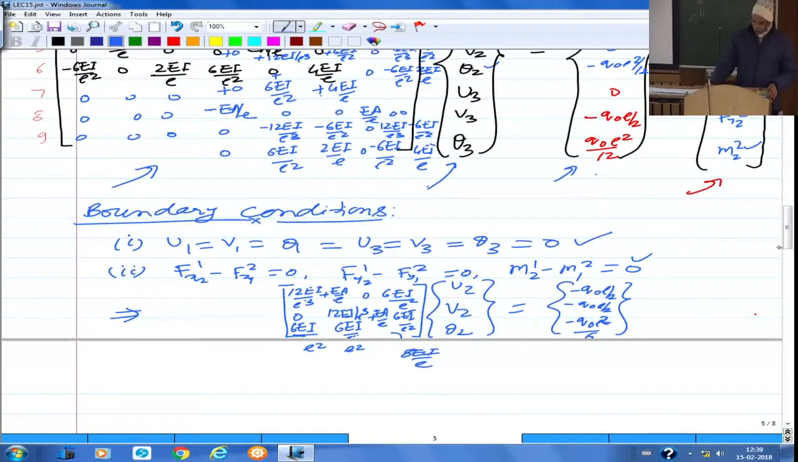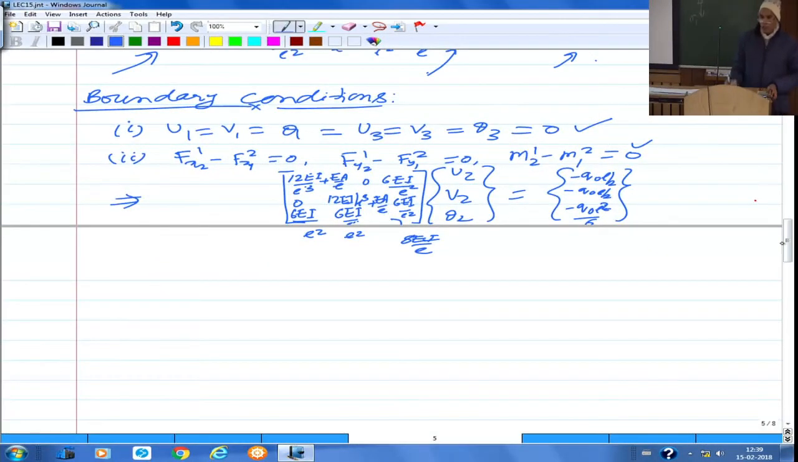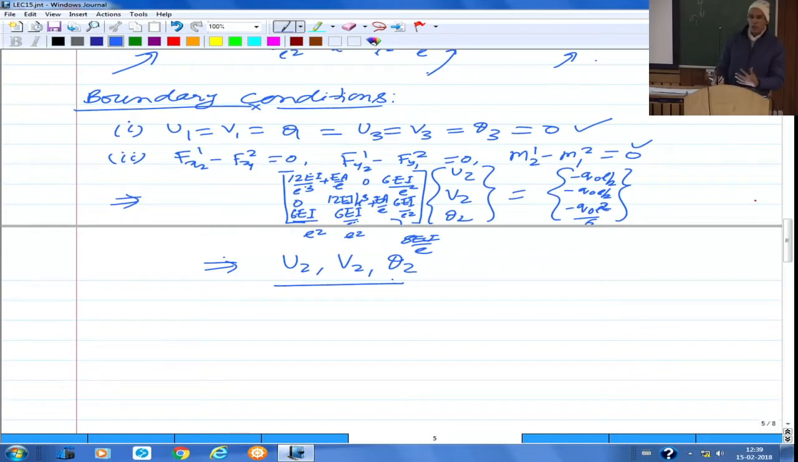Okay, so now these are 3 equations. Of course we will have to solve these. The solution of these 3 equations would give you u2, v2 and theta 2. And I also wanted to demonstrate how we subsequently do the post processing to calculate the displacements within the element and also the stresses.